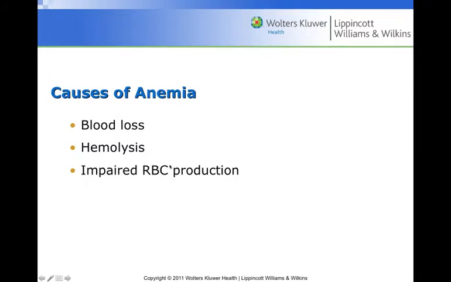Causes of anemia. Anemia is a lack of oxygen-carrying ability in the blood. Blood loss would of course do that. Hemolysis means the red blood cells are being destroyed, or there is impaired red blood cell production. All three of those would cause anemia.